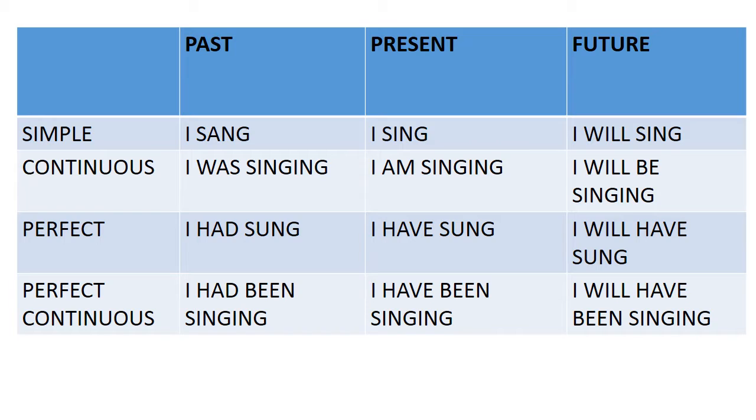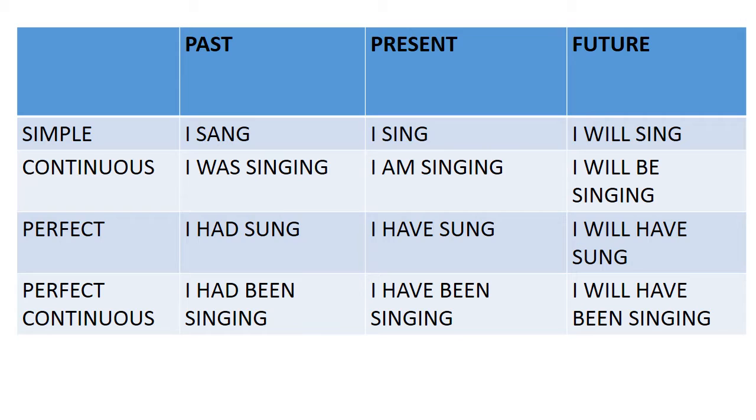Now moving on to past perfect continuous tense. I had been singing. Here ing is added to sing to make it into a continuous tense. Had is a helping verb and been is a past participle of be. So the sentence here is I had been singing, which represents past perfect continuous tense.